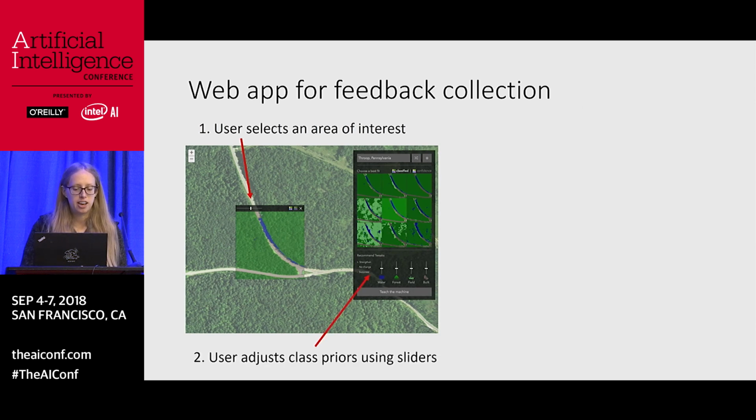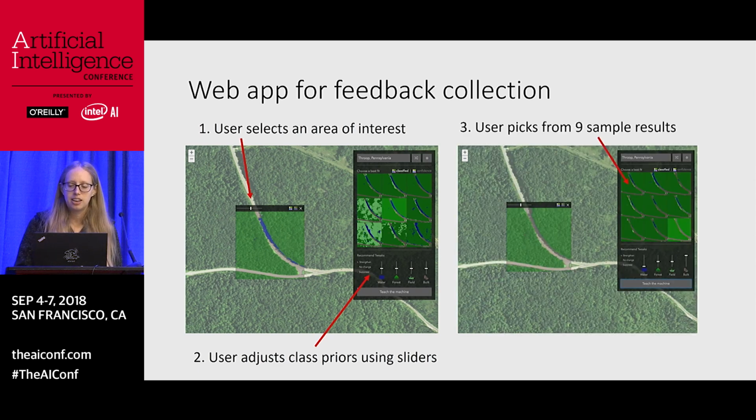So the user says, okay, I want to adjust the class priors and make it less likely that something would be labeled as water. So they slide down water, maybe slide up built land. And then they're given a few more results. So you see there are 9 results coming up here. This is done by a sort of unique method for generating diversity in the output of a neural network. Basically, we're applying random dropout to layers in that network so we can get some diversity in the predictions that come out.